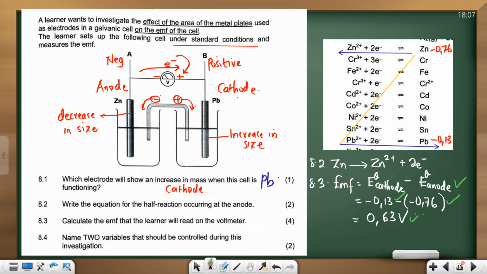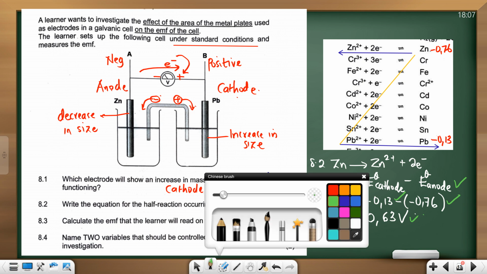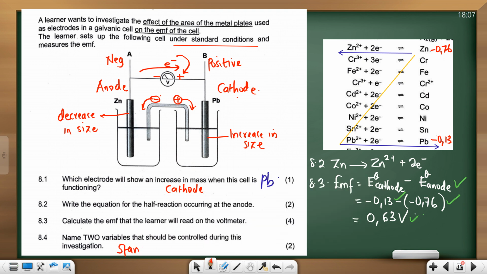Please interpret it. I've seen that question. All right, so we need to keep, this is basically asking for what? Standard conditions. So in this case, only what? Temperature and concentration. Gas is not involved. Why is gas not involved? Sorry, pressure is not there. Why? No gas. Okay, we're good.